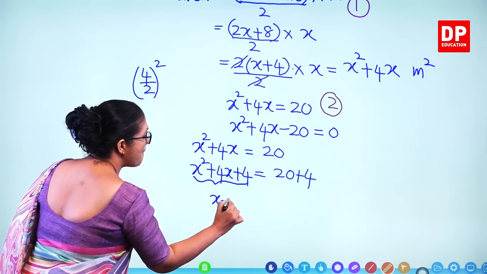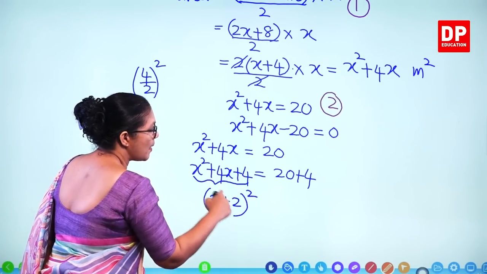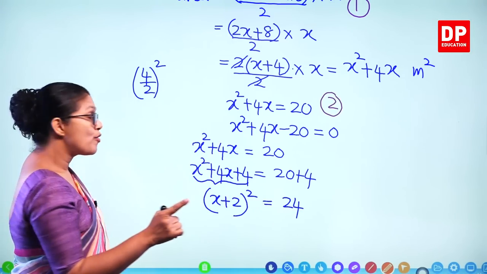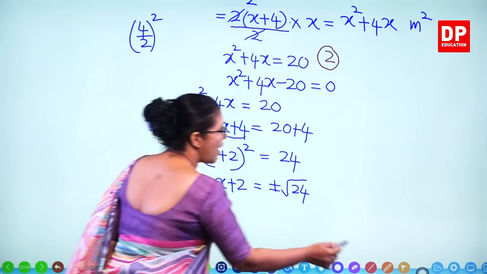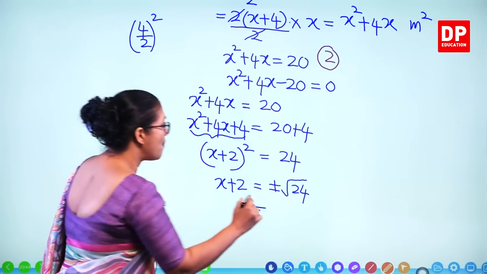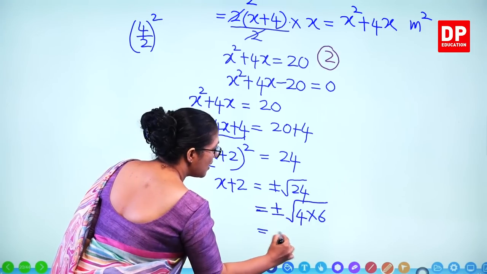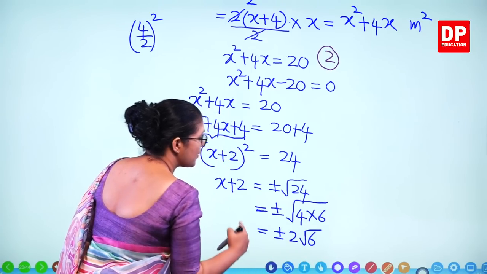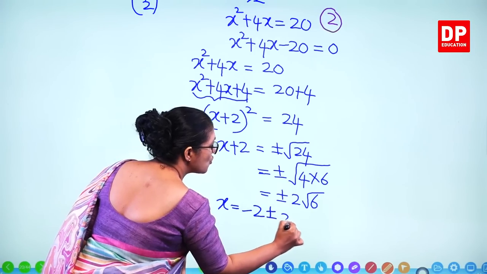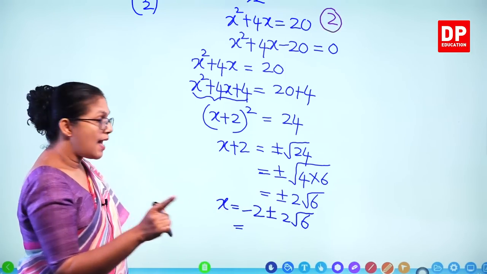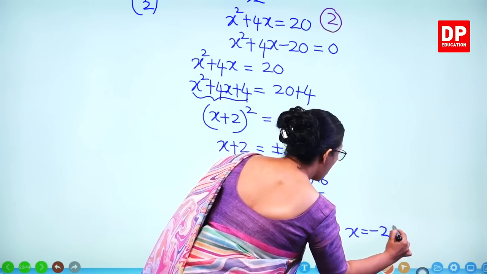So this becomes x plus 2 whole squared, equal to 24. Now take the square root of both sides. x plus 2 becomes plus or minus square root of 24. How can you write 24? The maximum square number is 4, that's 4 times 6. When you take the square root separately, you get plus or minus 2 root 6. So what is x then? x becomes minus 2 plus or minus 2 root 6. So two solutions are there, minus 2 minus 2 root 6 or minus 2 plus 2 root 6.